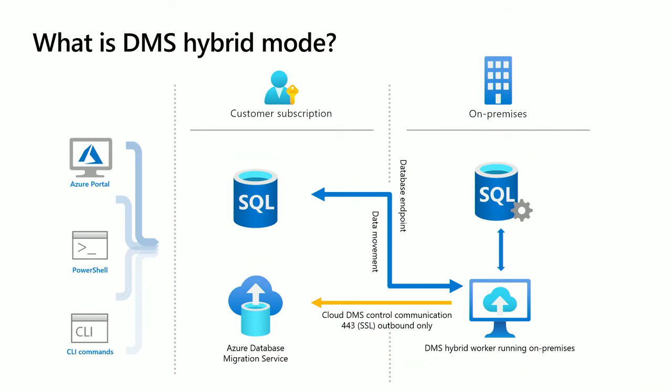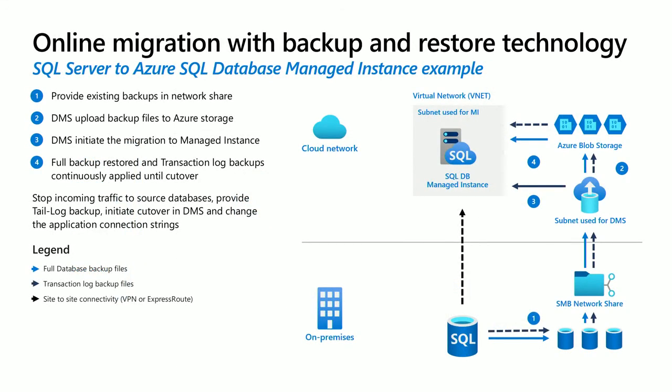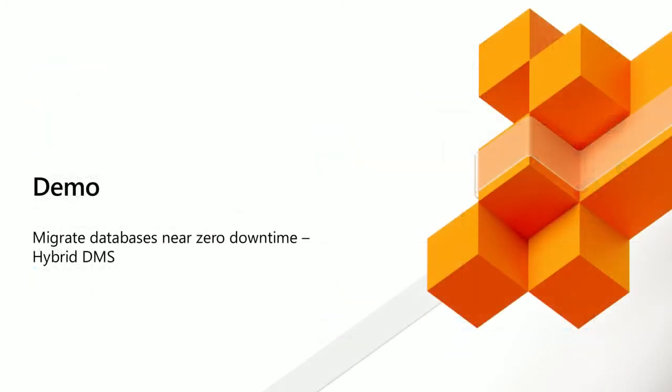Okay. So that's the hybrid DMS we talked about, and this explains how the online migration works with the managed instance. Without the slide I explained: basically, you provide the backups to an SMB network share. We upload them to blob storage. From there, we keep restoring them until you say that you're ready for the cutover. In the case of the hybrid DMS service, we bring the worker into the on-premises environment itself. That's the only difference.